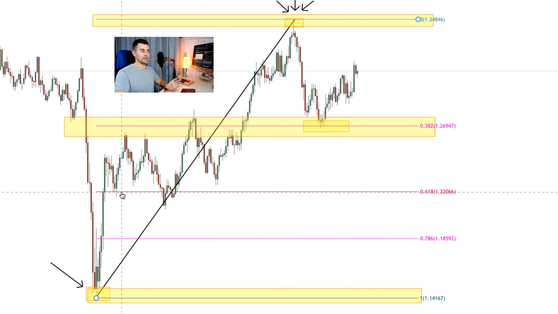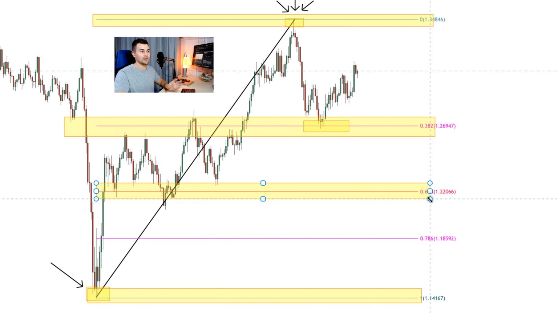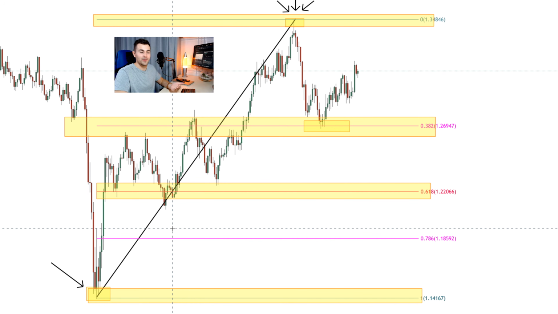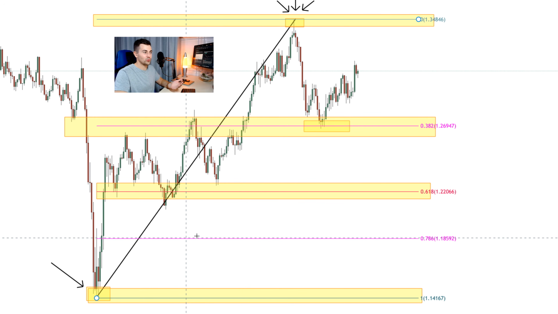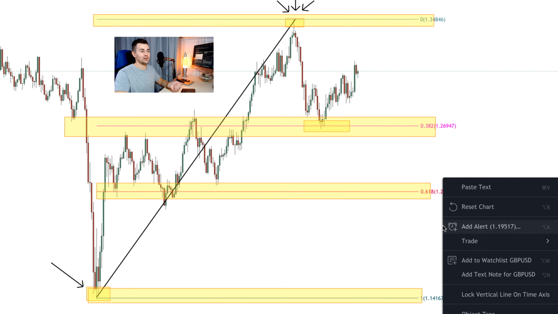Then look at this 618 level. Again, look how many times the price has respected the area around 618. So again, here we have a key level. And then we look at the 786. No price fluctuations right here. The price just neglected that level and went higher. No respect for that level. So what do we do right here? We just take away the 786 level.